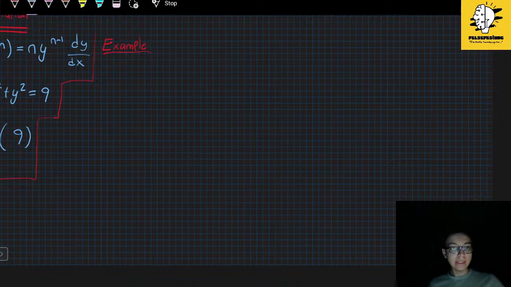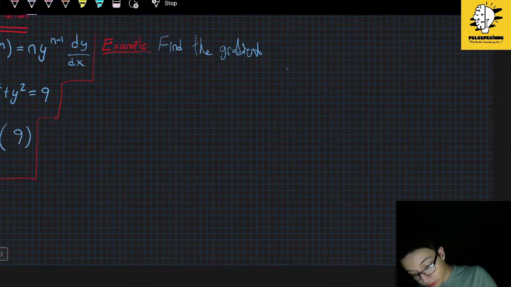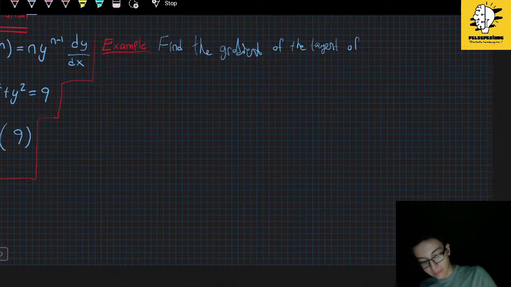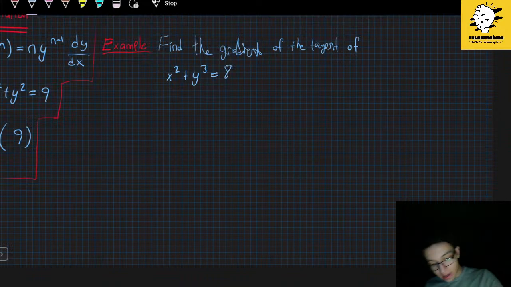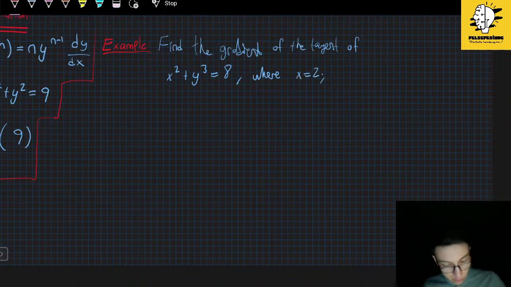Okay. Let's say we are asked a question: find the gradient of the tangent of x squared plus y cubed is equal to 8, where x is equal to 2. Now let's start solving it.